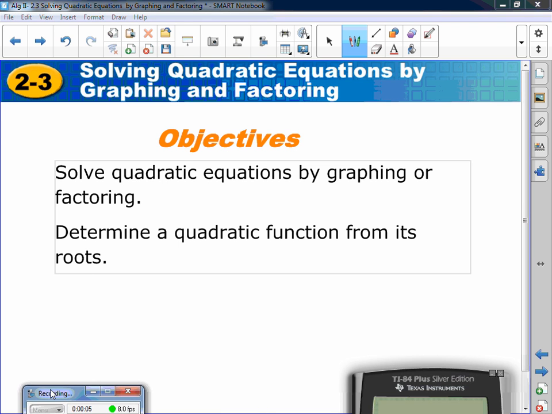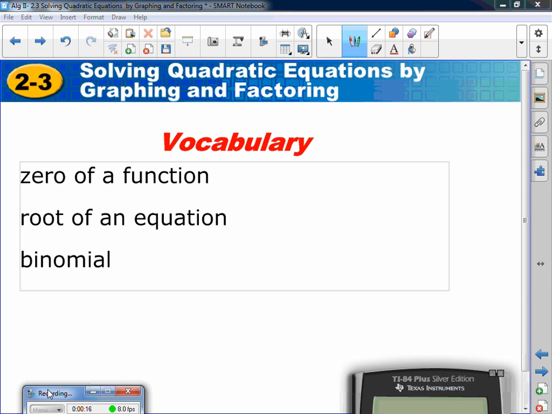Today we're starting 2.3, solving quadratic equations by graphing and factoring. First thing we're going to look at is graphing them, then we're going to look at solving by roots. We're going to talk about zeros of a function, roots of an equation, and a binomial.